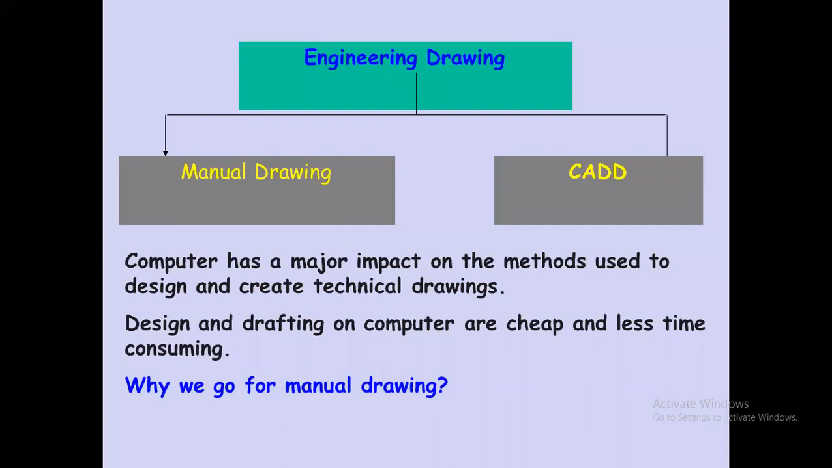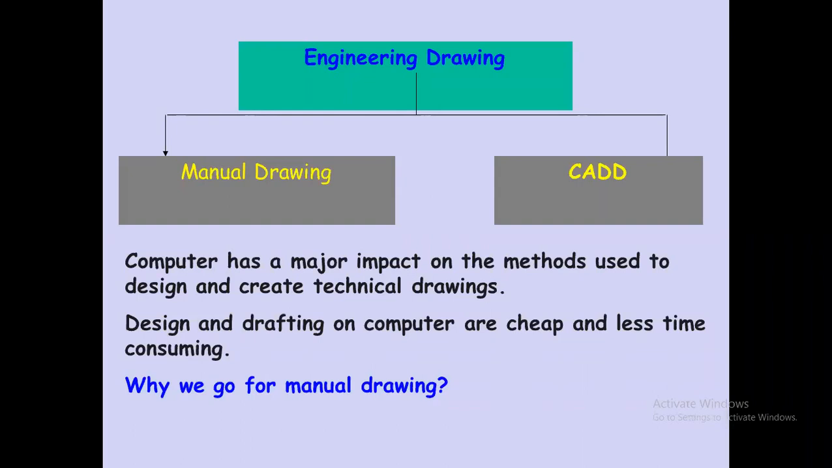So manual drawing is time consuming, and it also needs a lot of space for the drawing sheets, boards, etc. But in computer aided drafting, it just needs one computer along with software. With the help of software, we can easily draw the drawing. So why do we go for manual drawing?